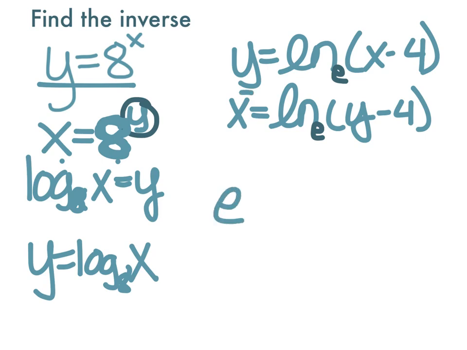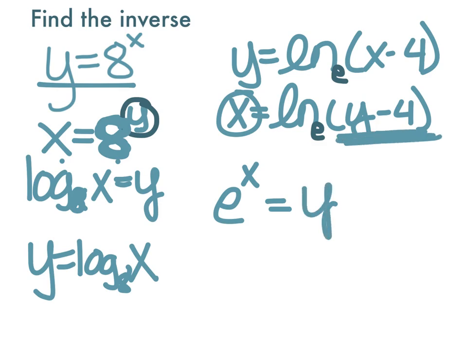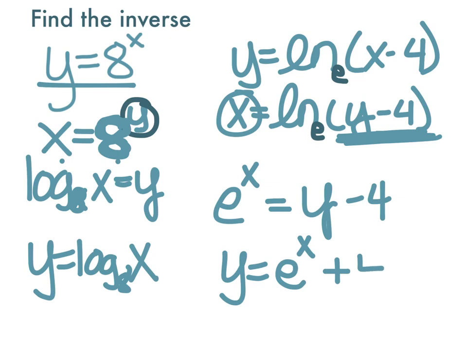And then the power is x. And then that equals what I'm taking the log of, in this case, y minus 4. So if I wanted to get y by itself, I would have to add 4 to the other side. Y equals e to the x, and then the plus 4 is down here. Y equals e to the x plus 4. So that would be my inverse.